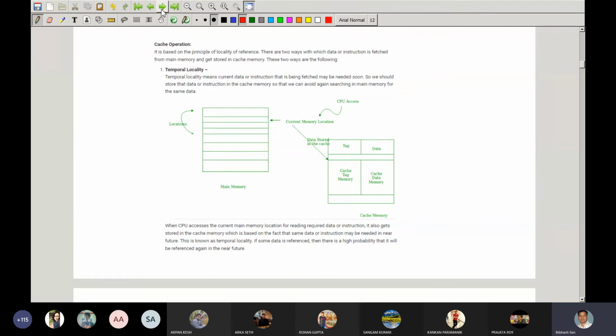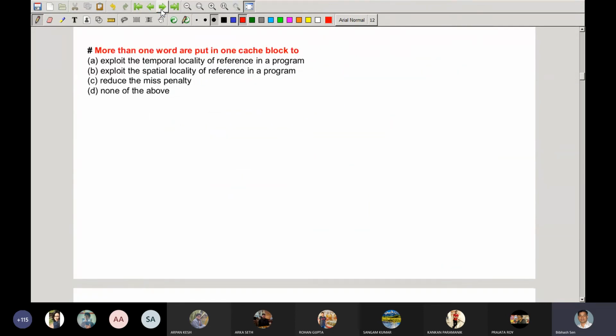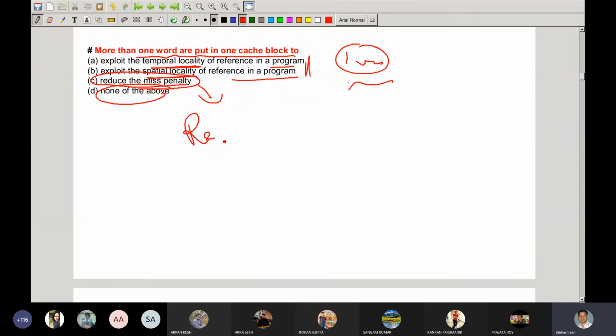I have given some examples here with the CPU's current memory location, and the spatial locality references also. So these are the two. More than one word is put in the cache block to exploit locality. Even though you are accessing one word at a time, more than one word of a particular page is loaded to exploit the temporal locality of reference in a program and the spatial locality. Both are maintained, and this reduces the miss penalty. Now what does miss penalty mean?